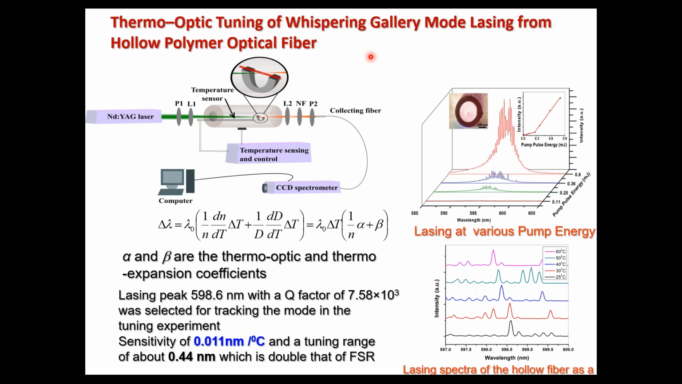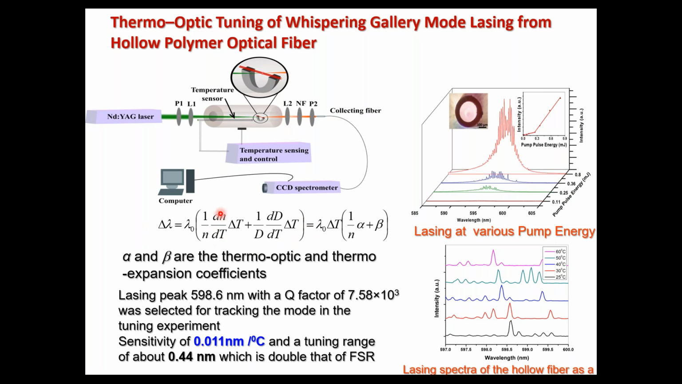So this is the thermo-optic tuning. With temperature also, a hollow fiber can shift its emission wavelengths. That is explained by this diagram. You have a hollow fiber sitting inside this chamber, and this can be heated, and you have a temperature sensing control coming out of the cavity, and the output spectrum is monitored using a CCD spectrometer, and the fiber was pumped using an Nd:YAG laser, 532 nanometer. And the shift in the spectrum is calculated using this equation.